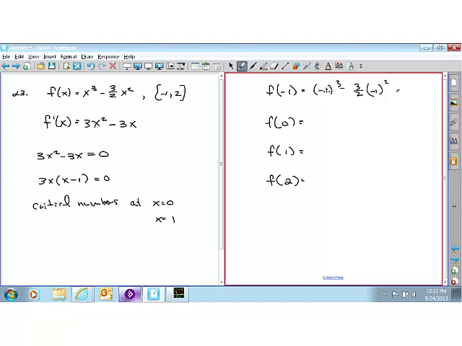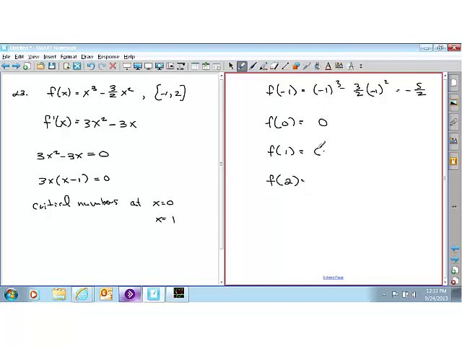So you're going to get -1. -1 cubed is -1 because it has an odd exponent. Here you get -1 squared, which is +1. So you get +1 times that, so it's going to be -1 minus 3/2, so that's going to be -5/2. Okay, f of 0 is 0.